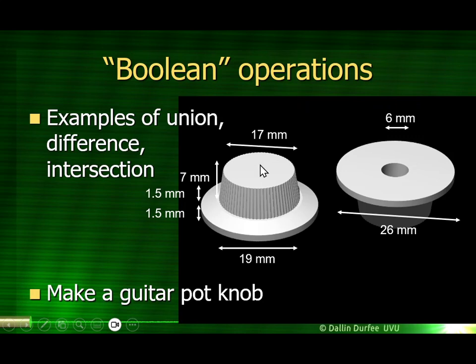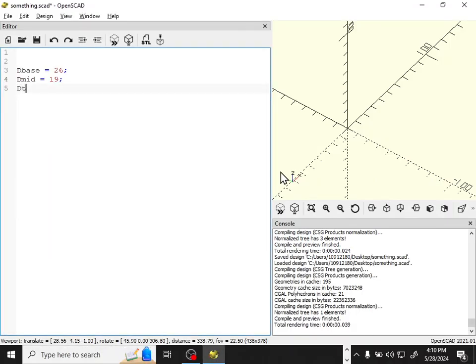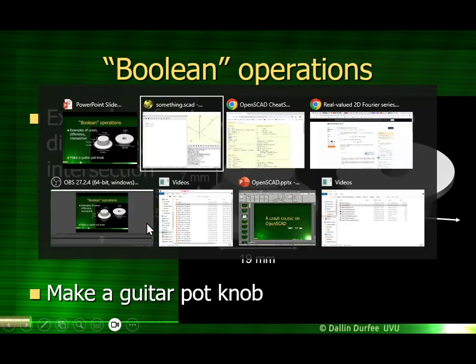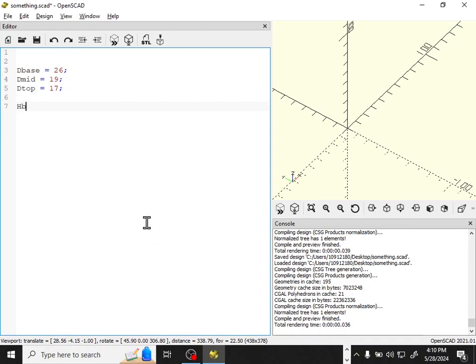And then the top of it has a diameter of 17 millimeters. So we'll say d top equals 17 millimeters, right? I'm defining these variables so we don't have magic numbers, so everything makes sense. Now this little bottom section has a height of 1.5 millimeters. So I'm going to say h bottom equals 1.5.